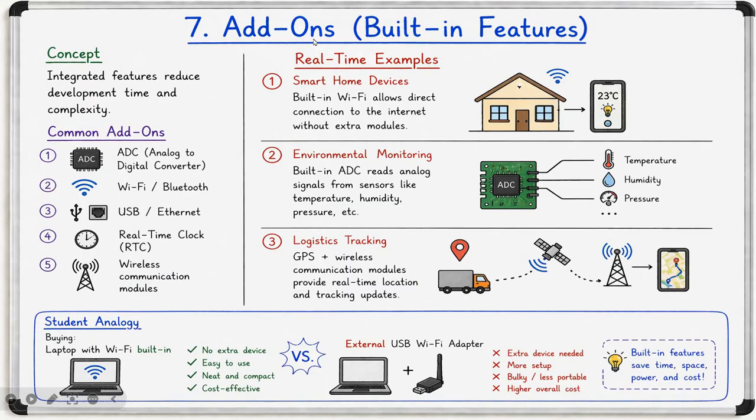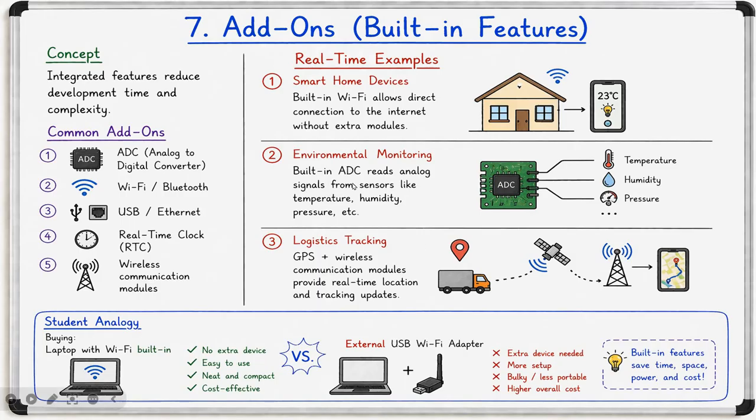And next is the add-ons, that is, built-in features. Add-ons are extra features already included inside a device or a processor, and they reduce the need for external components, making the system simpler and faster to develop. The integrated features will reduce the development time and the complexity. That is, when features like Wi-Fi or analog to digital converter are already built in, you don't need to connect extra modules. This will save time, reduce wiring and lower the chances of errors.